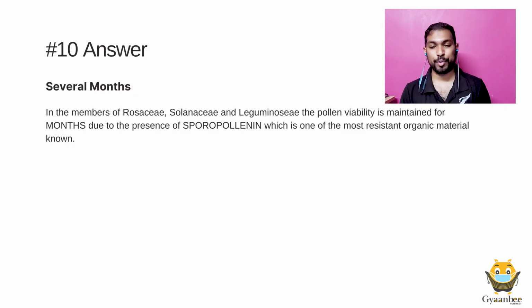In the members of Rosaceae, Solanaceae, and Leguminosae, the pollen viability is maintained for several months due to the presence of something called sporopollenin, which is considered to be one of the most resistant organic materials known. So that's why several months was the answer I was looking for, which is option D. You got that right. Very good answer. And moving on to question number 11.